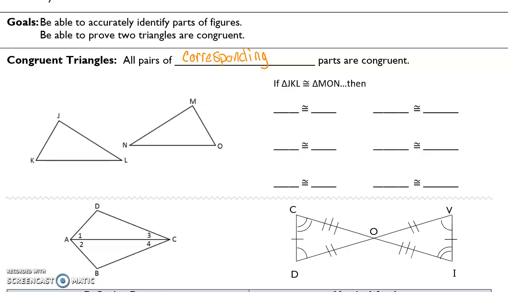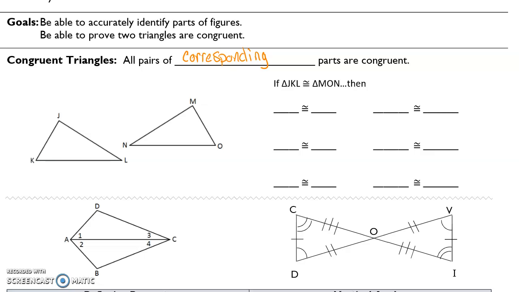So when we're talking about congruent triangles, the key idea is the fact that all pairs of corresponding parts are congruent. By corresponding, we mean they're in the same location within each triangle. And when we deal with congruent triangles, it means all parts are congruent, every angle and every segment. And that gives us 6 separate congruent statements. And we have to make sure that we look at 2 separate things when we're dealing with this.